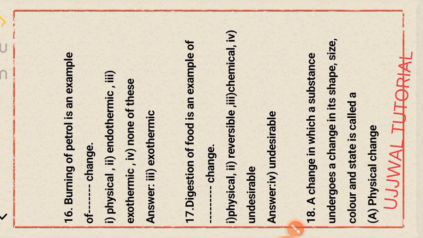Question number 16. Burning of petrol is an example of a dash change, exothermic change, because burning of petrol creates the heat. So it is exothermic change. Question number 17. Digestion of food is an example of dash change, undesirable change in chemical change.